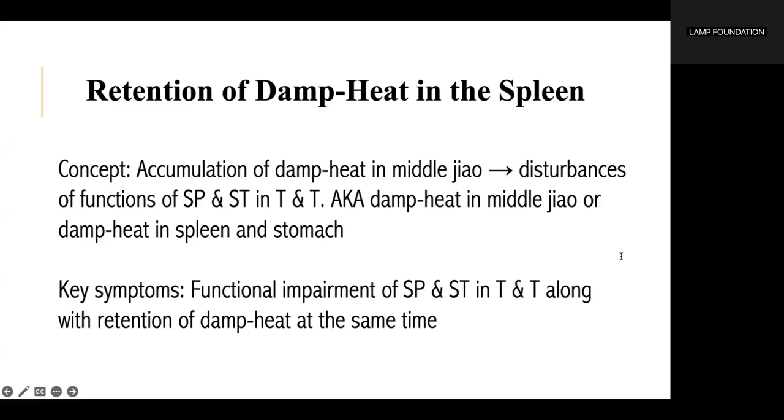This is due to accumulation of damp heat in the middle jiao, leading to disturbances of the functions of the spleen and stomach in transporting and transforming. It is also called damp heat in the middle jiao or damp heat in the spleen and stomach. Key symptoms: functional impairment of the spleen and stomach in transporting and transforming, along with retention of damp heat at the same time. Epigastric fullness, nausea, and sticky yellow coating are enough to diagnose damp heat in the stomach.